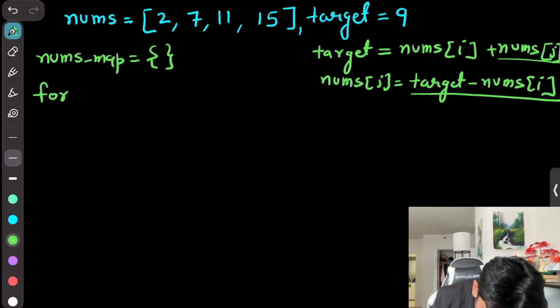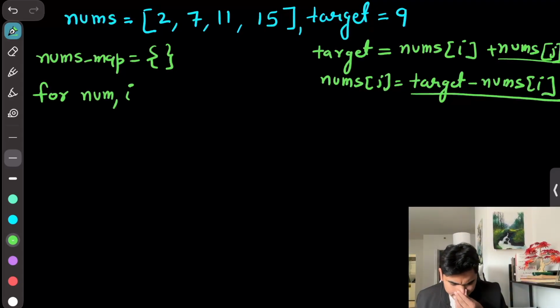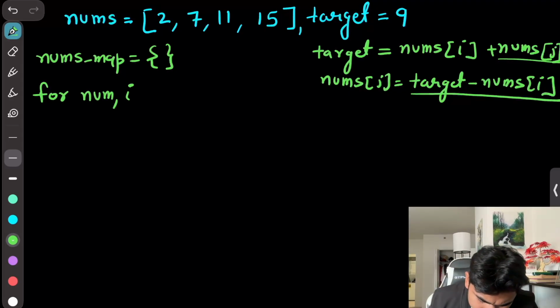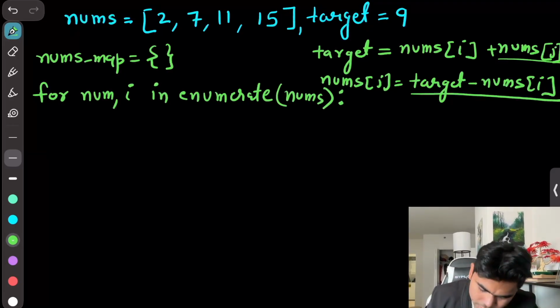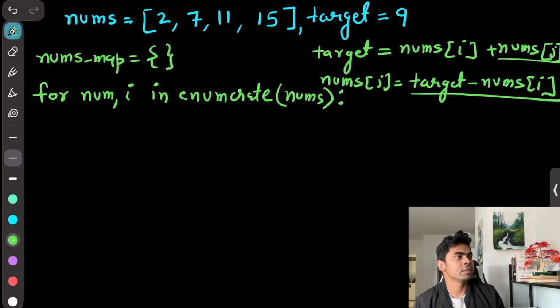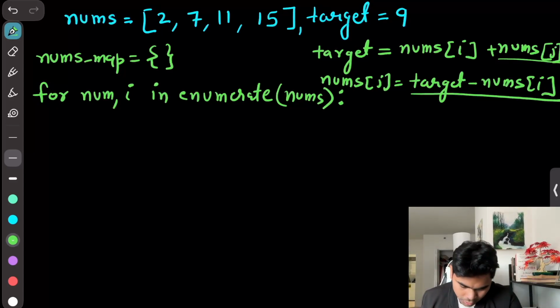So for num and i, or i and nums, and if you are enumerating, we will test it. Enumerate. What are you enumerating? Nums. Okay, this is the code that I'm writing. So you can say it's pseudocode.